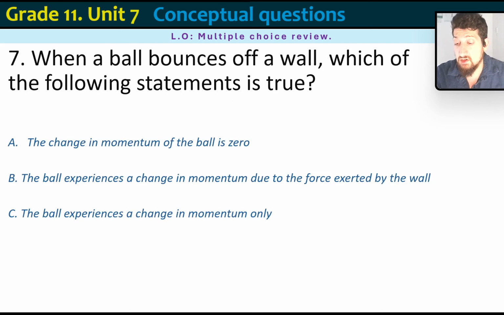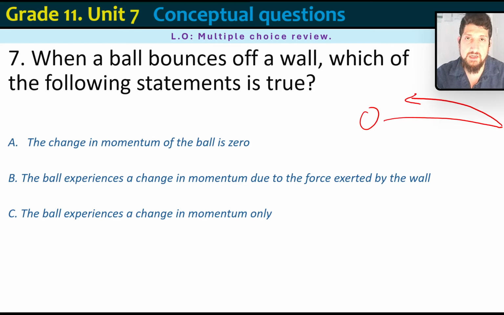When a ball bounces off a wall, which of the following statements is true? A ball is bouncing off a wall. The change of momentum of the ball is zero. Well, no. Think about it. Here's a wall. The ball is bouncing off the wall. So the first thing you notice is that there's a change in direction. If there is a change in direction, there is a change in velocity. Momentum equals mass times velocity. If there is a negative sign, then that means the velocity has changed. And so the momentum has changed.